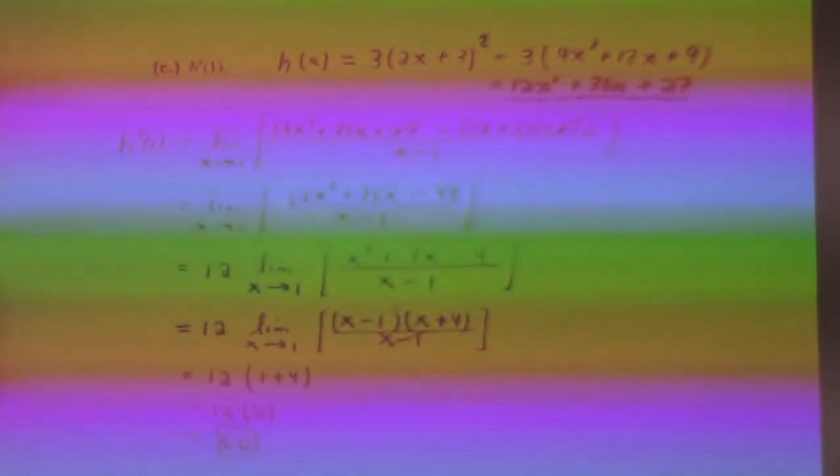Then that factors to x minus 1 times x plus 4. As I said, there's an x minus 1 in there. It cancels. We're left with x plus 4. Plug in x equal to 1, we get 1 plus 4, which is 5. So 12 times 5, h prime of 1 is 60. And then part D asks you to explain what the connection between these numbers is.